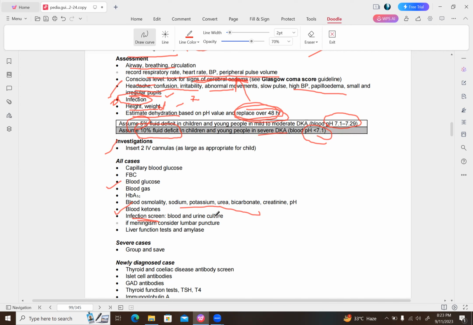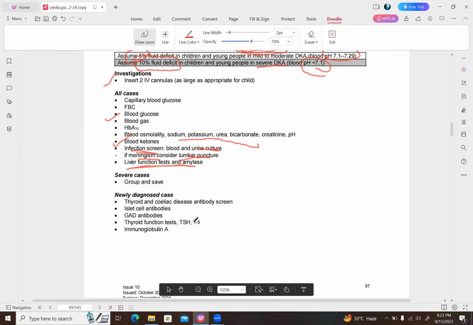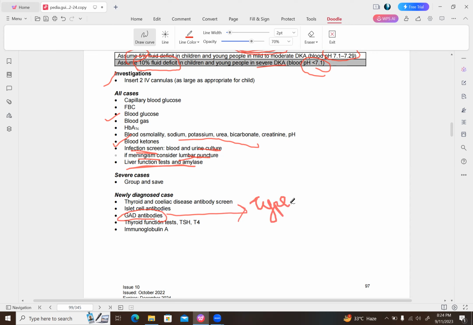You can go for cultures of blood and urine. See for signs of meningitis. If there are signs, then go for the LP. Also check the liver function test. For the task exam, remember GAD antibodies are important. GAD antibodies are more specific for type 1 diabetes mellitus. This is your task exam question: GAD antibodies for type 1 diabetes mellitus.